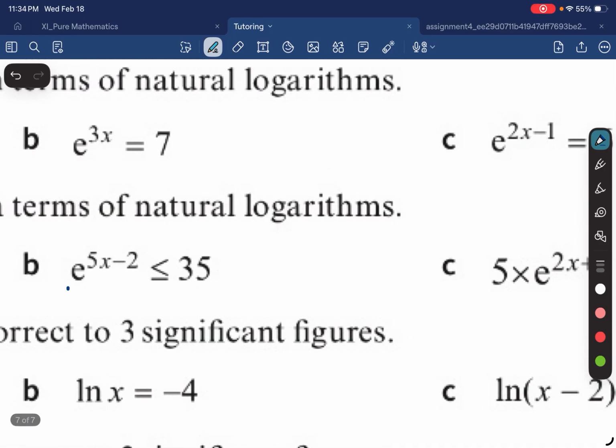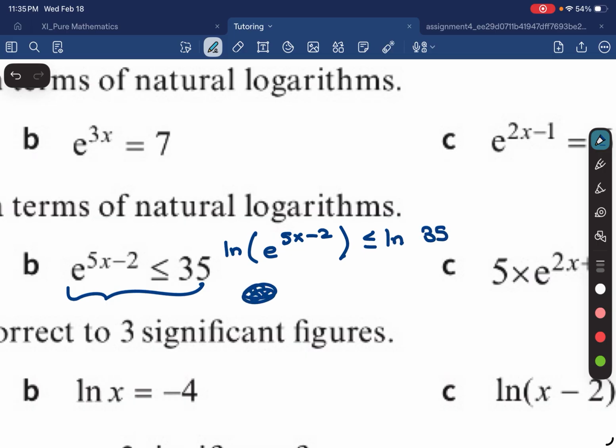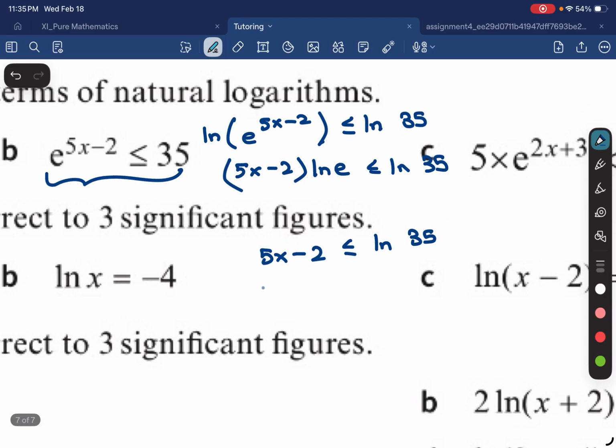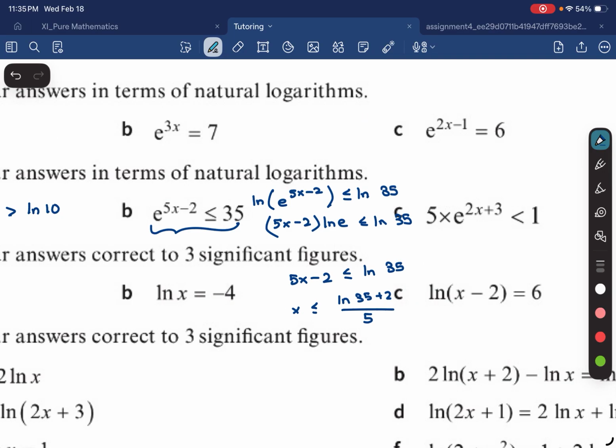For part b, if I take the natural log of both sides, e to the power 5x minus 2 is less than or equal to 35, so 5x minus 2 times ln e is less than or equal to ln 35. And ln e is just 1. So 5x minus 2 is less than or equal to ln 35. Therefore, when you simplify this, I believe you should get x is less than or equal to (ln 35 plus 2) divided by 5, or 1 over 5 times (ln 35 plus 2), which is the same answer.